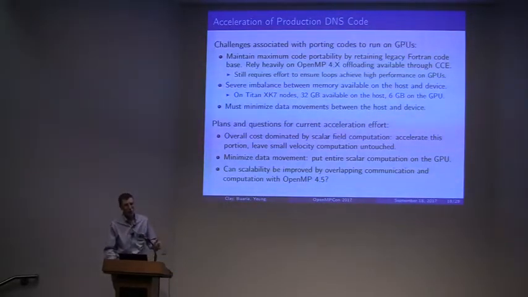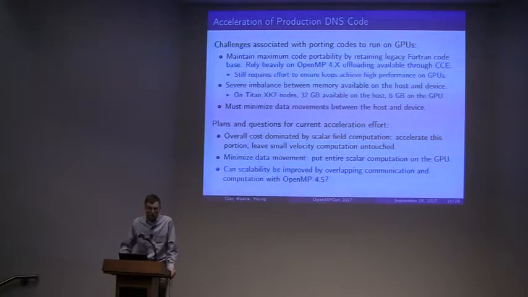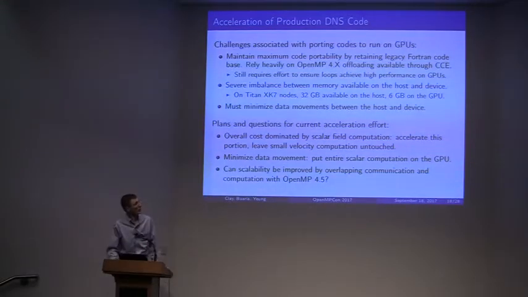But how do you go about doing that? We're not very interested in rewriting the application in another language like CUDA. We would like to maintain the portability of our Fortran do loops. These do loops will be around long after I die. I mean, these Fortran do loops will be around forever. So we want to maintain Fortran source code and then just leverage OpenMP to provide the offloading and the acceleration.